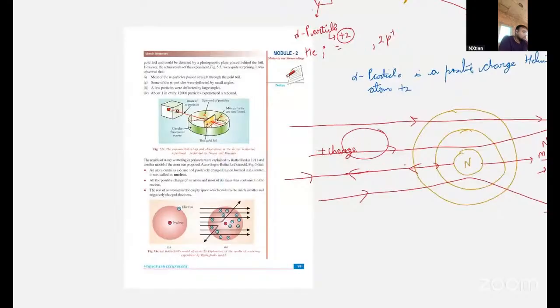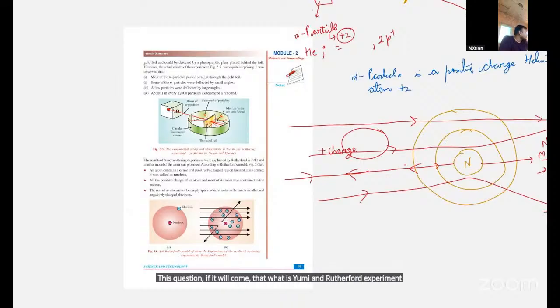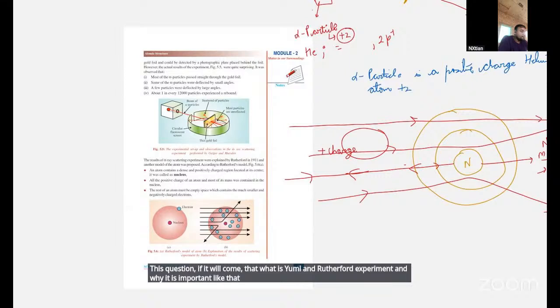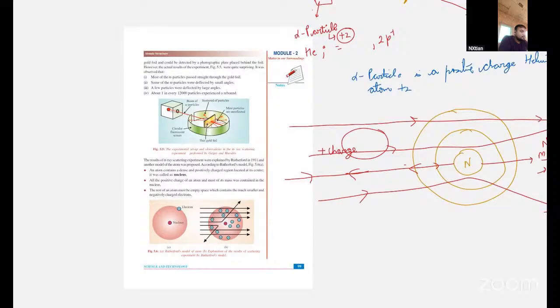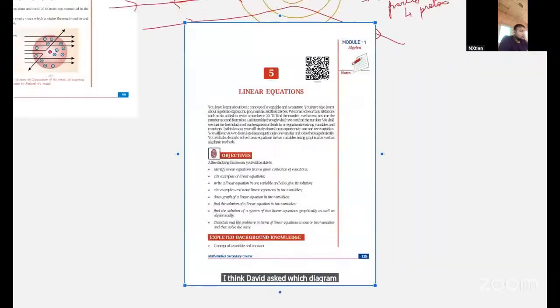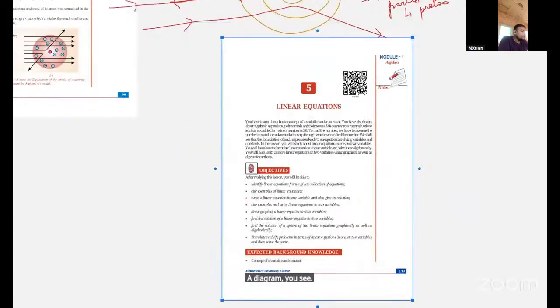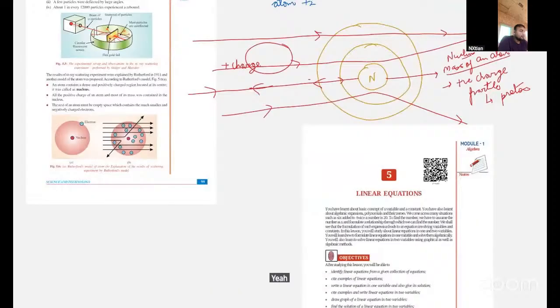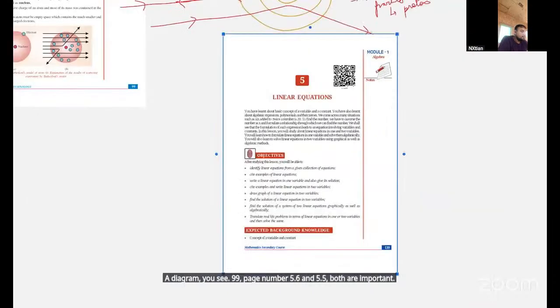So which one did you say is the important diagram? This question, if it comes, that what is the Rutherford experiment and why it is important. I think David asked which diagram. There are 2 diagrams, right? Both figure 5.5 and 5.6 are important. Okay, sir.